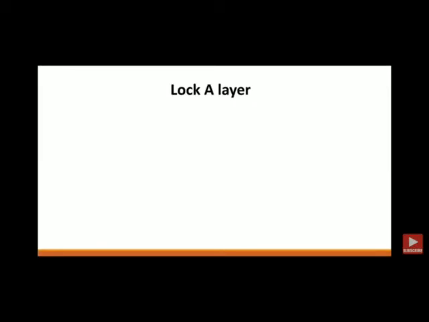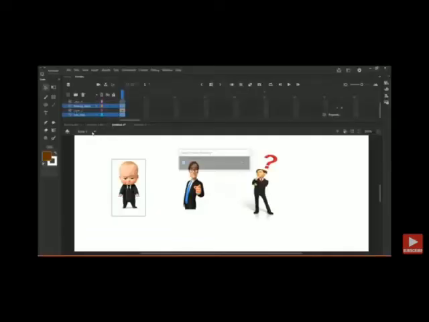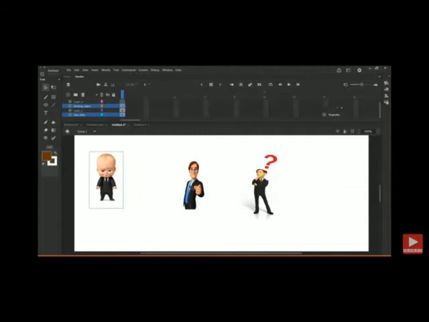Now lock a layer. You can lock the layer to avoid any further changes in the content. Means if you don't want any change in the layer, then you can lock the layer. Now how will we do this? Click on the layer to make it active. In the timeline, click on the white dot under the lock column. A padlock will appear. Click on it, then it will be locked.